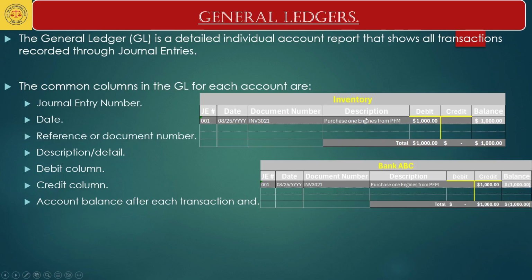So in a general ledger, the balance is always updated after you input some transaction through every specific journal entry or from the general journal entries. So that's very important.